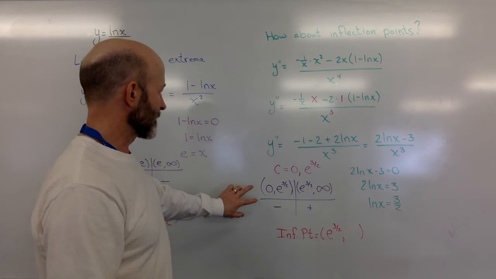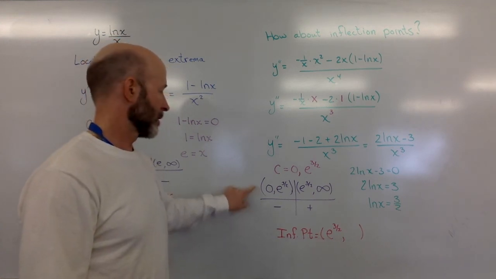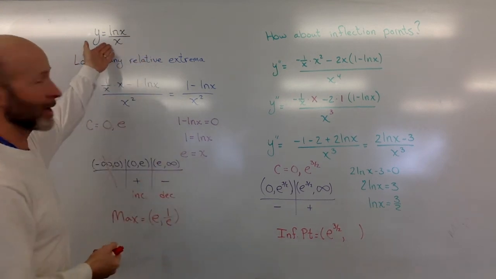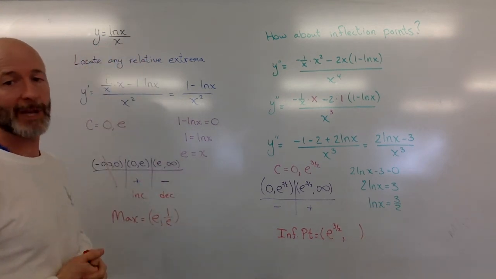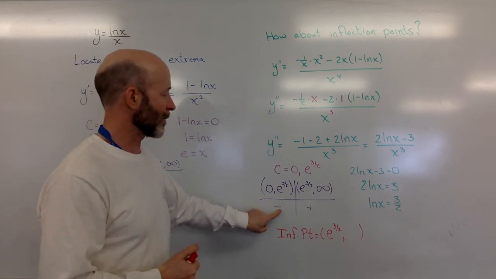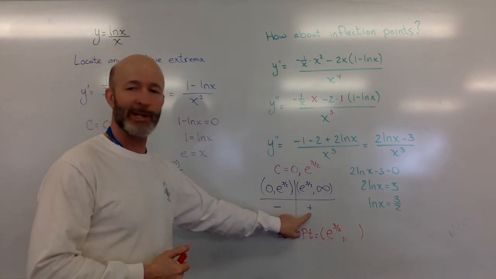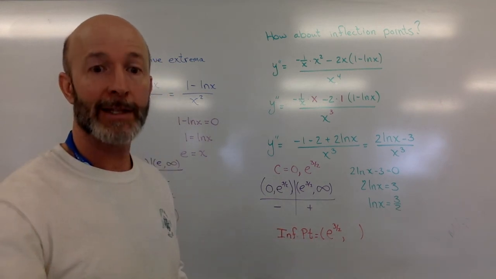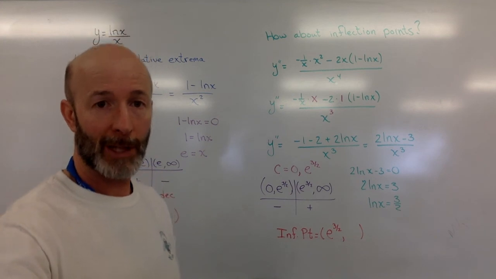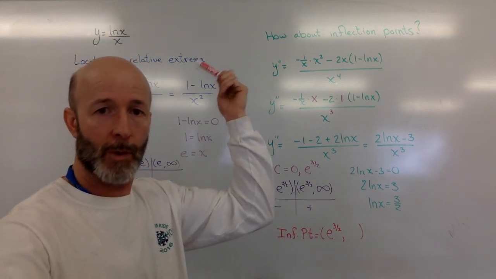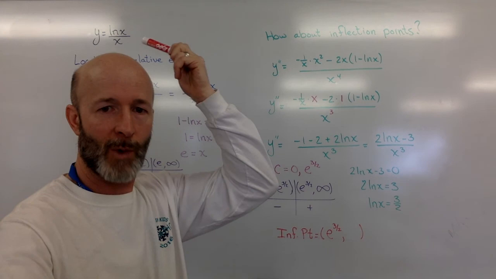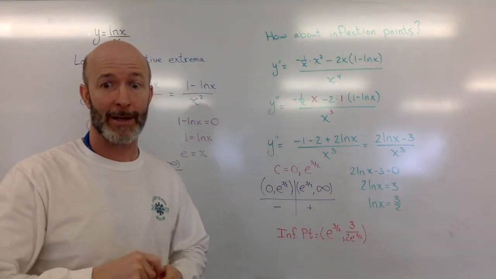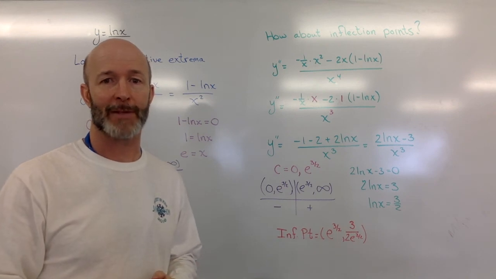So we put together this nice little sign chart. Notice I am not including any numbers smaller than 0. We already talked about the domain. Domain can only be positive real numbers. So looking at that, we have something that's concave down. It changes to concave up. We have an inflection point at e to the 3/2. And to get that y-coordinate, once again, plug it back into that y equation. And you get a y-coordinate of 3 divided by 2 e to the 3/2.